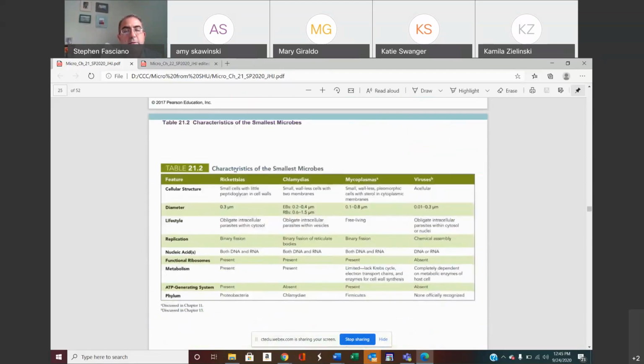So here we can get to some characteristics of the small microbes. Rickettsia and chlamydias are the smallest bacteria. You can see them compared to viruses, right? So sometimes in the past they were mistaken as viruses because they are so small.